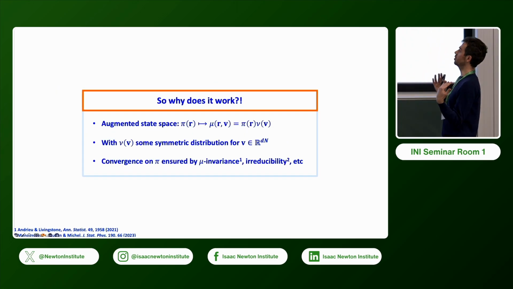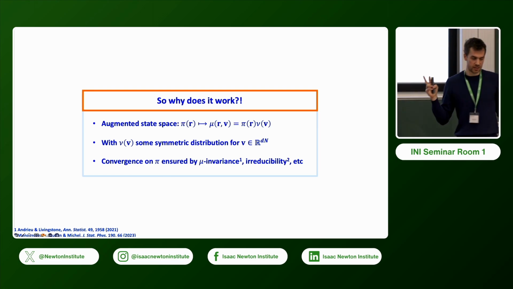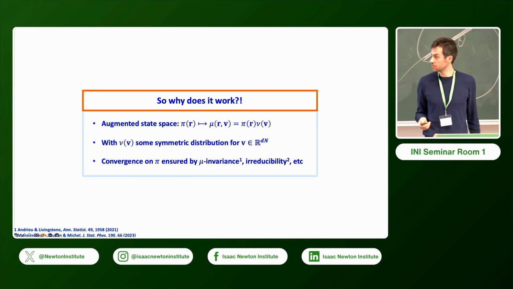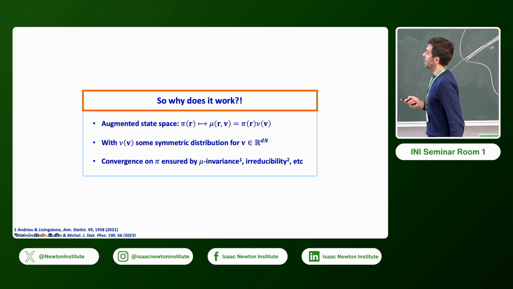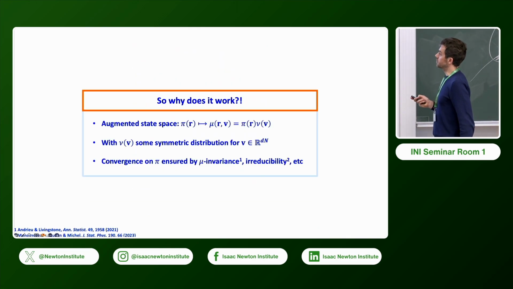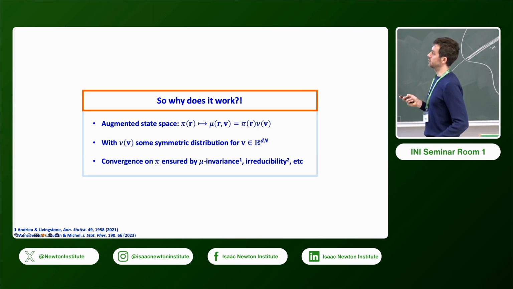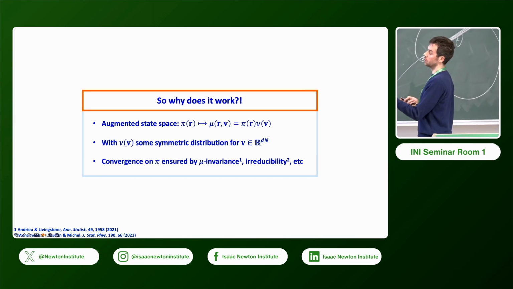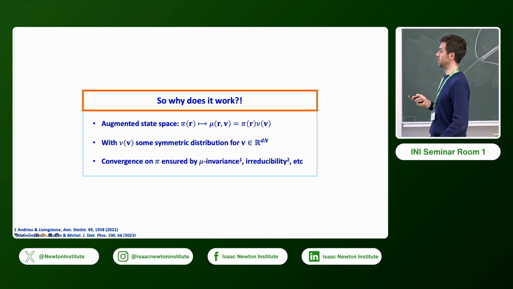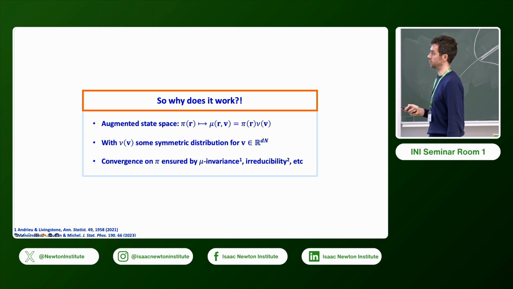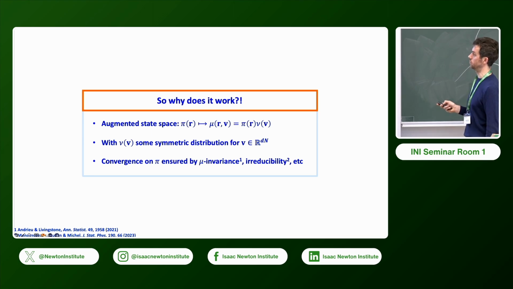So why does what we just presented work? Slightly more rigorously, I suppose. What we've done is we've augmented the state space, as I mentioned a few times. The original state space is the particle positions. We've augmented it by assigning a momentum or a velocity to each particle. Our original target distribution has then been replaced with this augmented distribution mu, which is the product of the original distribution and then a distribution for the velocities. So nu of v is some symmetric distribution for the velocities v in R^n.